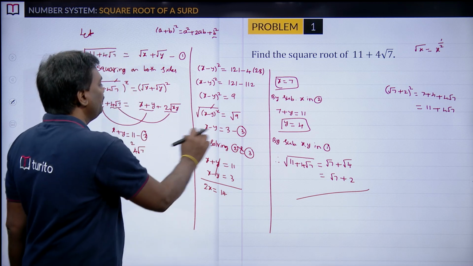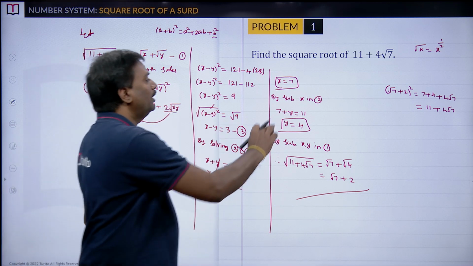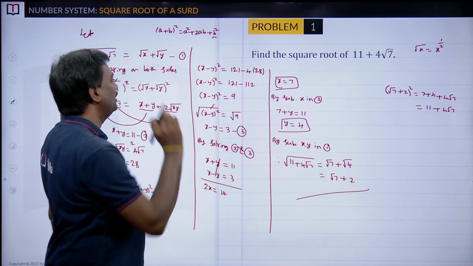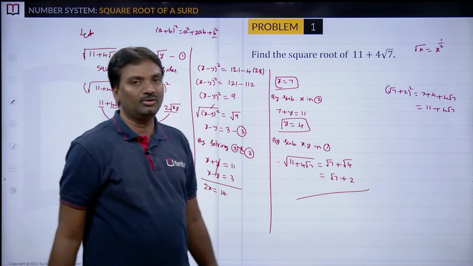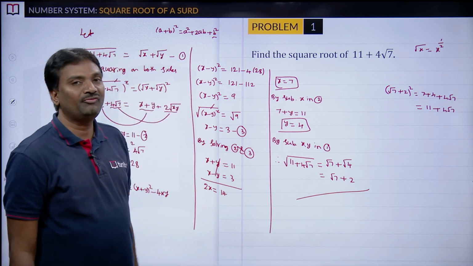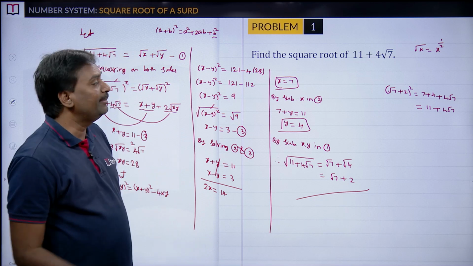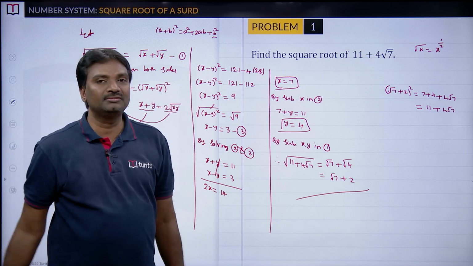By solving equations 2 and 3, we got x equal to 7 and y equal to 4. Substitute them in equation 1. So root 7 plus root 4, so root 7 plus 2. That is the square root of the given number. So this is a general method. General method means by taking root x plus root y.